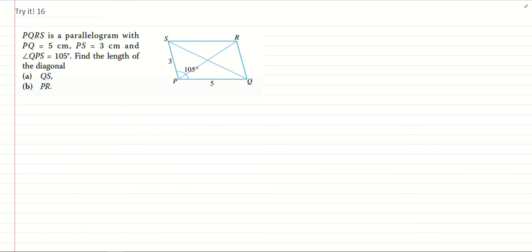Find the length of the diagonal QS. So we have diagonal QS over here. Let's just highlight it in blue, QS as well as PR over here. Now looking at QS, it's quite obvious that I have the included angle itself. The angle is between the two lengths, and I want to find this one. So this is exactly case one.